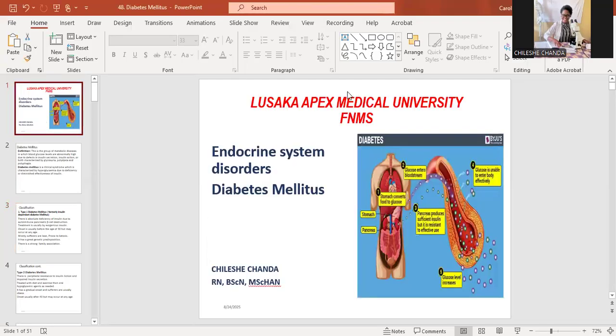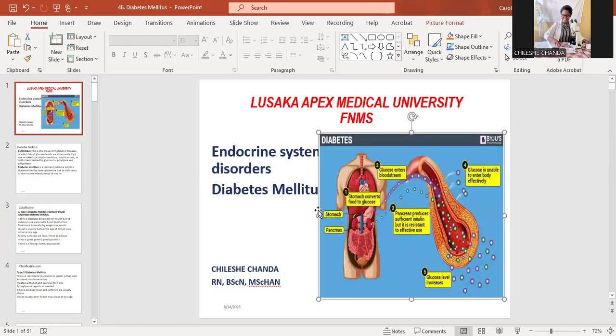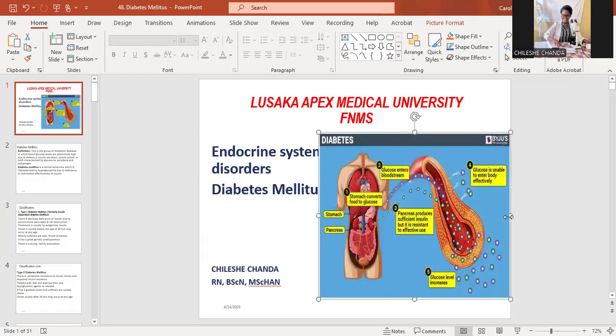So let us look at diabetes mellitus this morning. But before we go any further into looking at the diabetes mellitus itself, let us quickly take a look at the anatomy of how insulin is important and where it is made from. So first of all, the important thing we should know is that insulin is produced in the pancreas. And this is an endocrine and an exocrine gland at the same time.